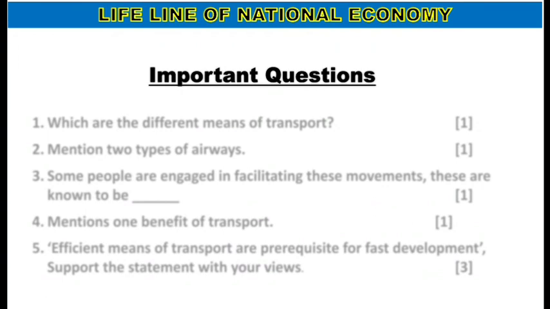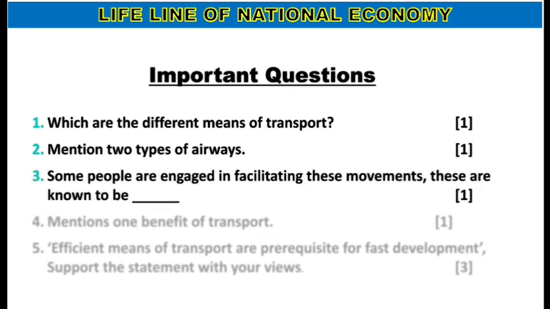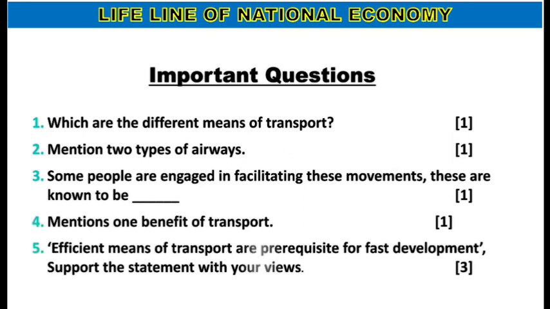Some important questions. Which are the different means of transport? 1 mark. Mention 2 types of airways. 1 mark. Some people are engaged in facilitating this movement. These are known as to be dash. 1 mark. Mention 1 benefit of transport. 1 mark. Efficient means of transport are a prerequisite for fast development. Support the statement with your views. 3 marks. The answers to these questions I already discussed in this video. So try to solve these questions.